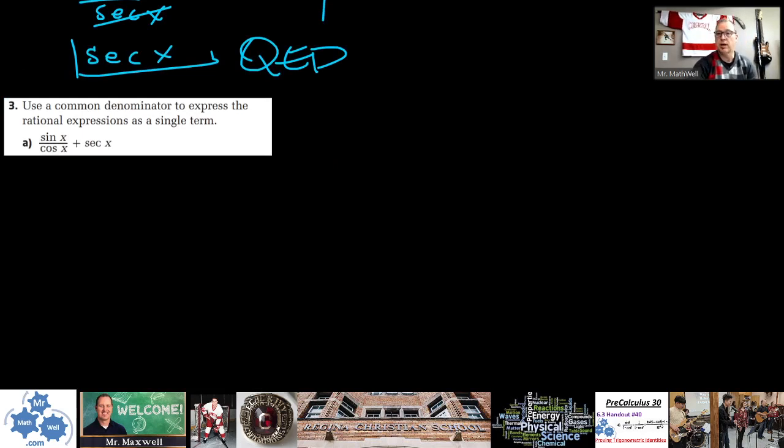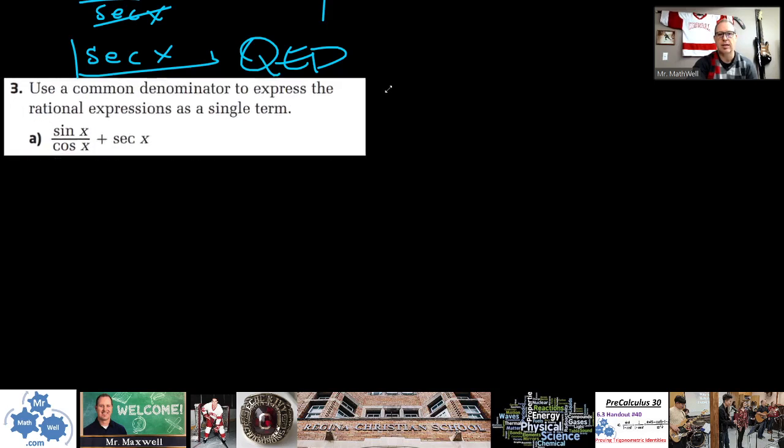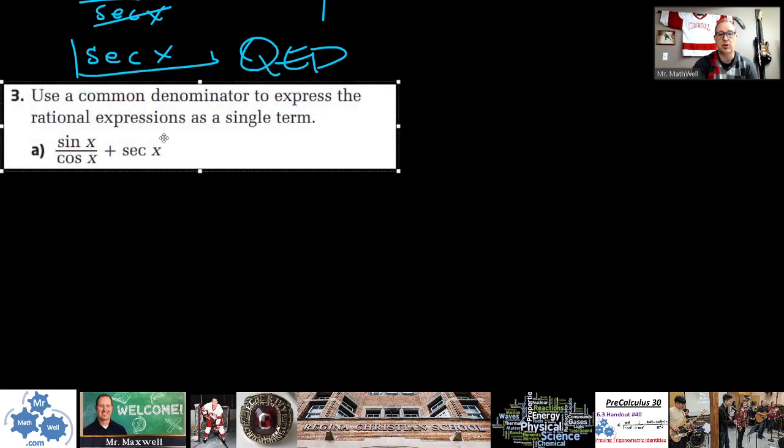Let's do another strategy here, which is using a common denominator to express the rational expressions as a single term. Notice that we have an operation here that we can do, but we have to get a common denominator in order to do this. So sine over cos plus secant x. I need to get a common denominator, and that's going to be pretty easy here.